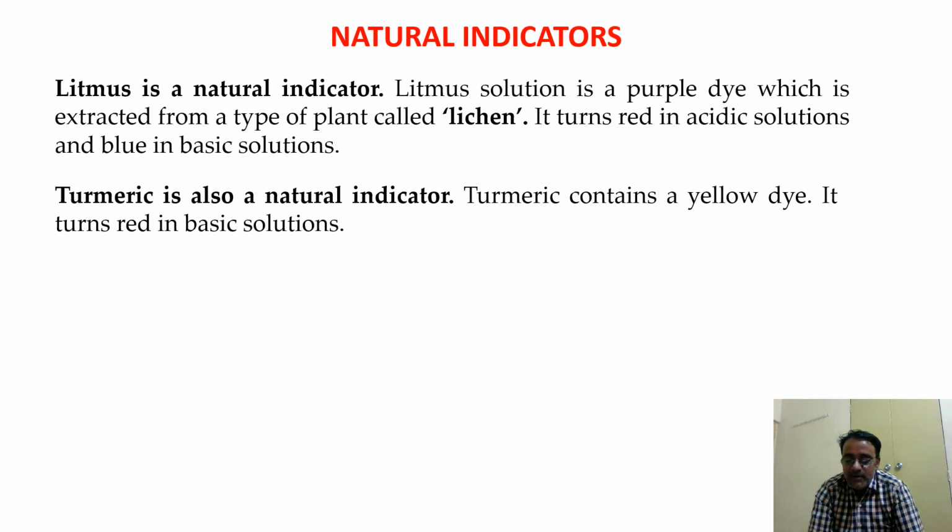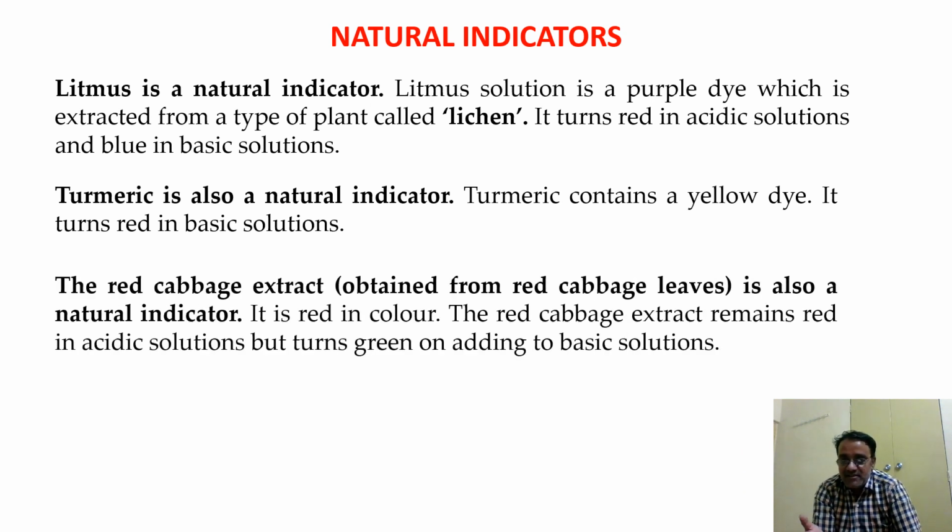So the next one is red cabbage extract. The extract obtained from red cabbage leaves is also a natural indicator. It is red in color and it remains red in acid solution. कोई change नहीं होता, acid solution में red का red ही रहता है, जबकि basic solution में वो green हो जाता है. Okay, so in that way also we can check whether it is acid or base. So this is also one of the good natural indicators.